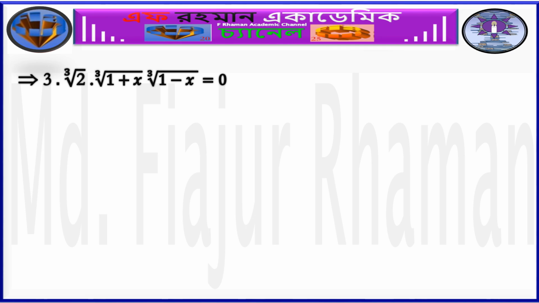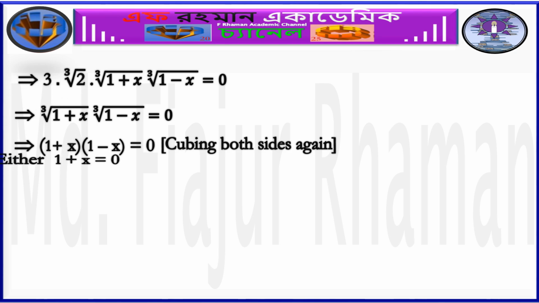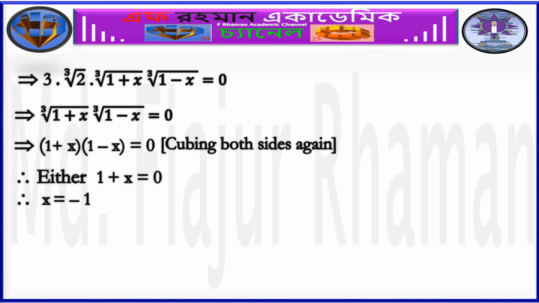so this equation implies that cube root of 1 plus x into cube root of 1 minus x is equal to 0. Since the isolated radical on the left hand side of this equation is cube root, that's why cubing both sides we get 1 plus x into 1 minus x is equal to 0. Since the product of 1 plus x and 1 minus x is equal to 0, therefore either 1 plus x is equal to 0, therefore x is equal to minus 1, or 1 minus x is equal to 0, therefore x is equal to 1.